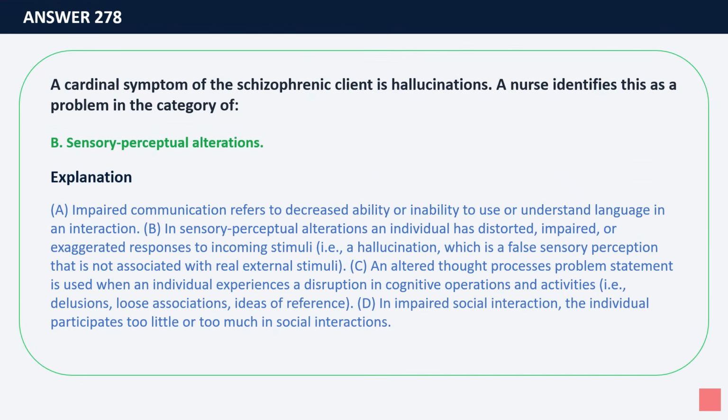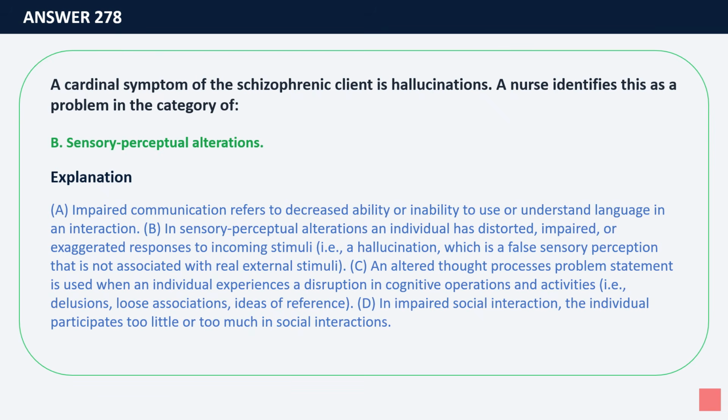Answer: B. Sensory perceptual alterations. Explanation: A. Impaired communication refers to decreased ability or inability to use or understand language in an interaction. B. In sensory perceptual alterations, an individual has distorted, impaired, or exaggerated responses to incoming stimuli, i.e., a hallucination, which is a false sensory perception that is not associated with real external stimuli.